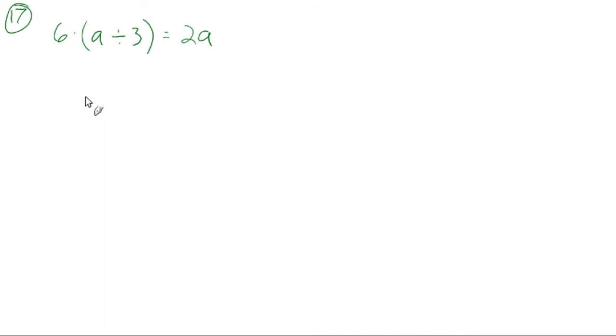So let's see. Maybe let's rewrite this using the definition of multiplication. So 6 times a times 1 over 3. Now it's multiplication. We're just going to rewrite this side so that it eventually looks like this side. So we'll put definition of division.